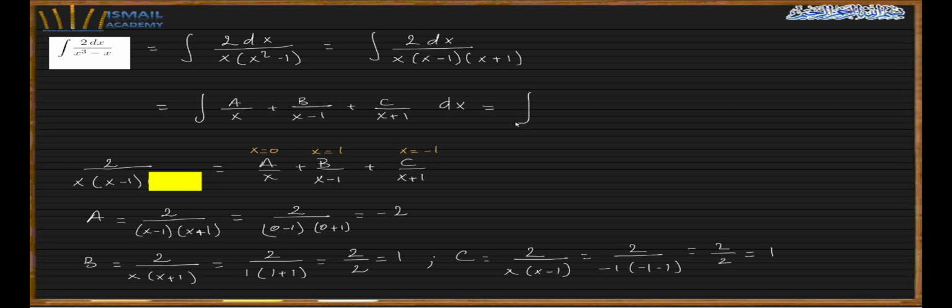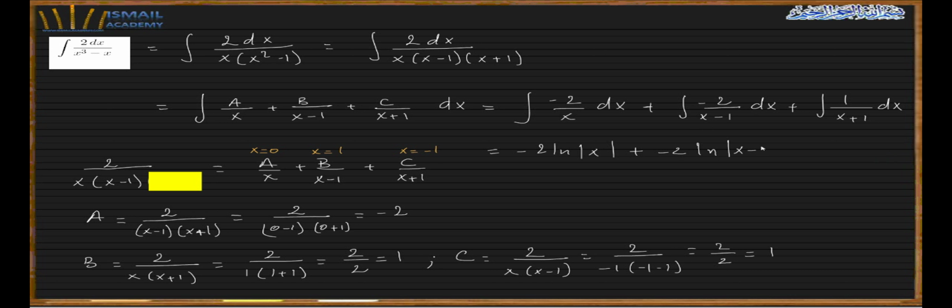So this means this integral will become minus 2 over x dx, plus 1 over x minus 1 dx, plus 1 over x plus 1 dx. This is very easy to integrate, so it's going to be minus 2 ln of the absolute value of x, plus ln of the absolute value of x minus 1, plus ln of the absolute value of x plus 1, and don't forget the plus c, and this will be your final answer.